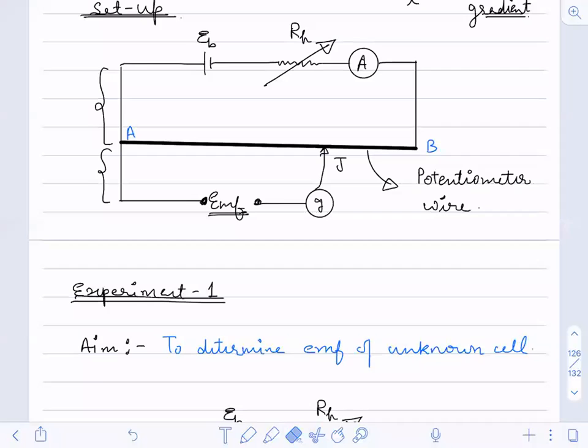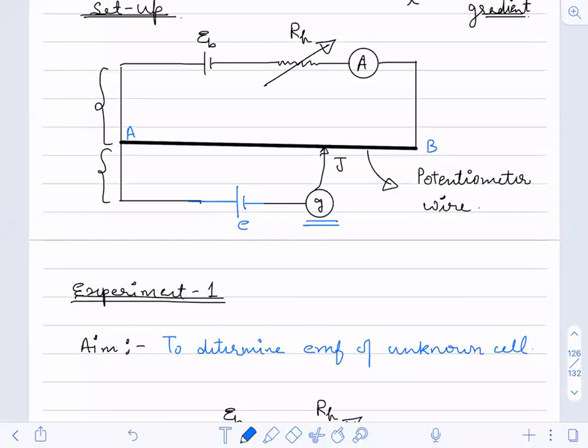Now here you will have an EMF. We will see the arrangements for different experiments. Here you will have an EMF E, suppose, whose value you have to determine. And this is the galvanometer. G is the galvanometer. J is the jockey. Understood?